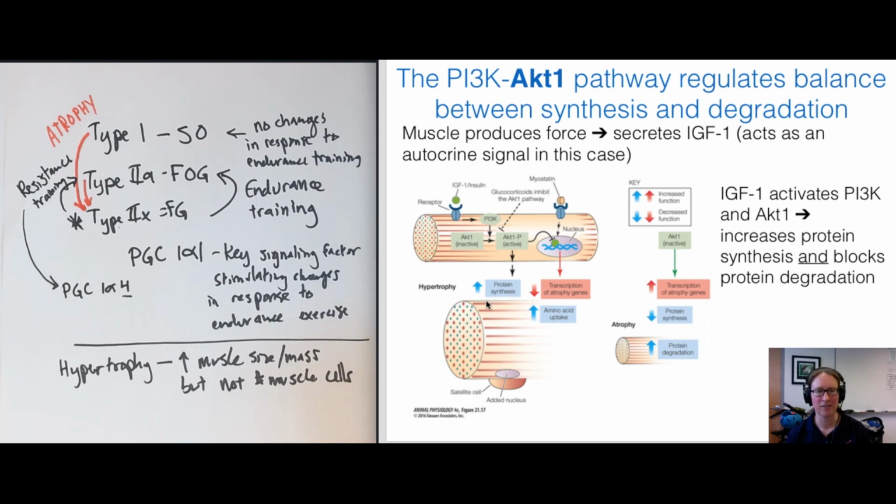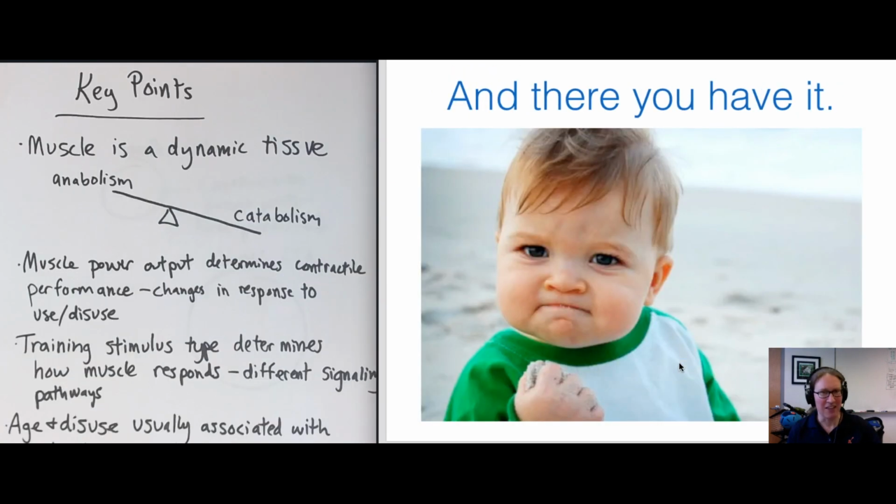Okay. In contrast, when muscles are not engaged in force production, so during periods of inactivity, the transcription of atrophy genes will be higher, right, because AKT1 is not active. We'll see a drop in protein synthesis rates, and the overall outcome will be protein degradation. Okay, and there you have it.